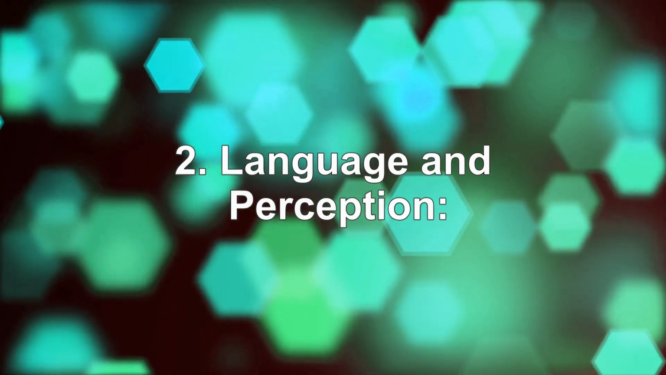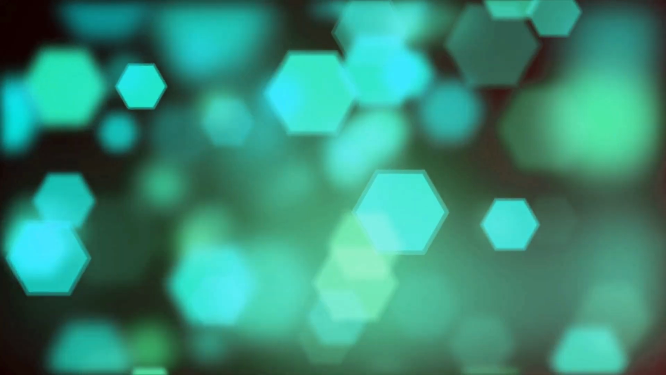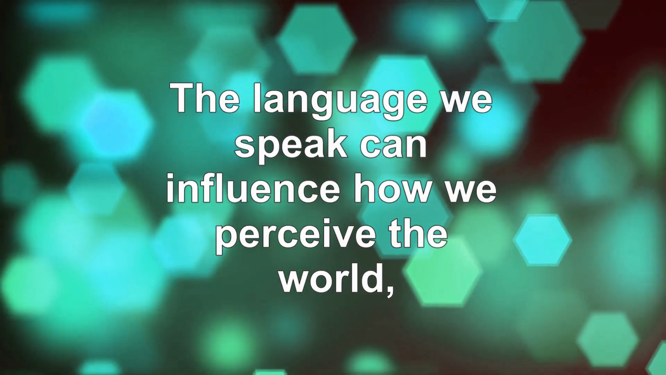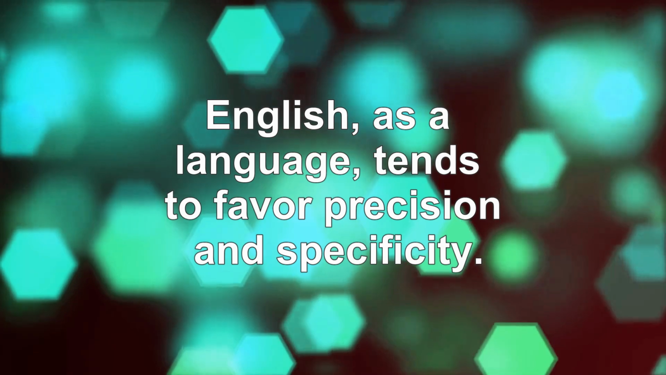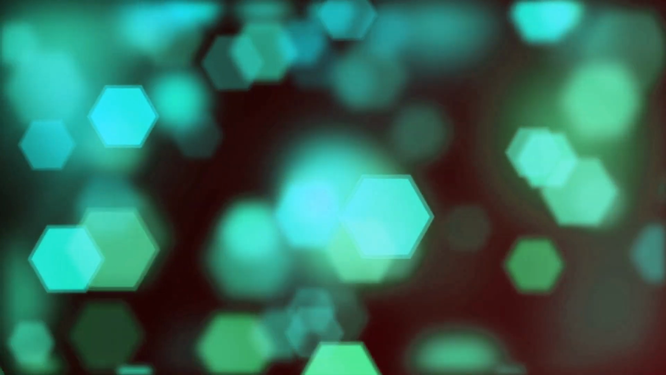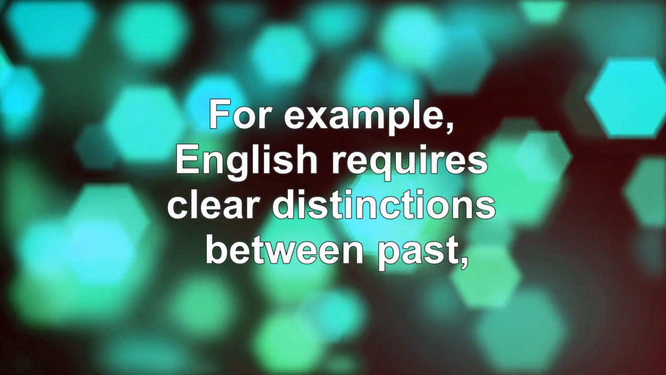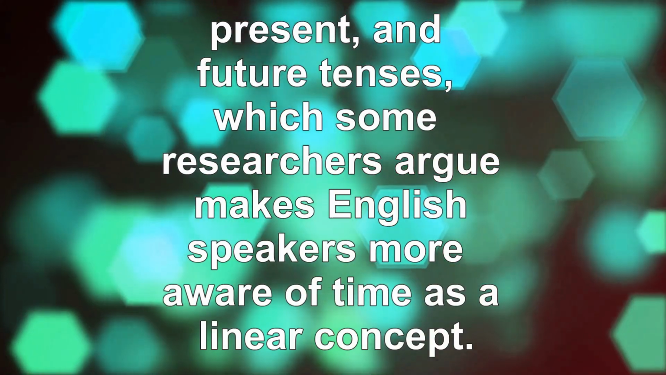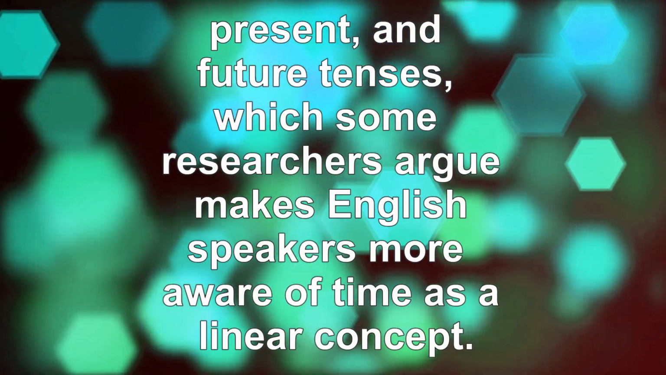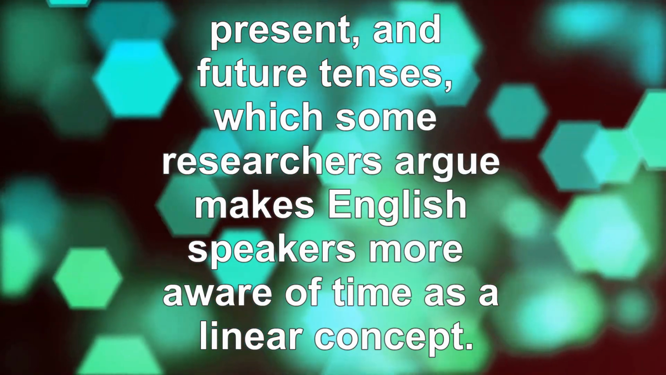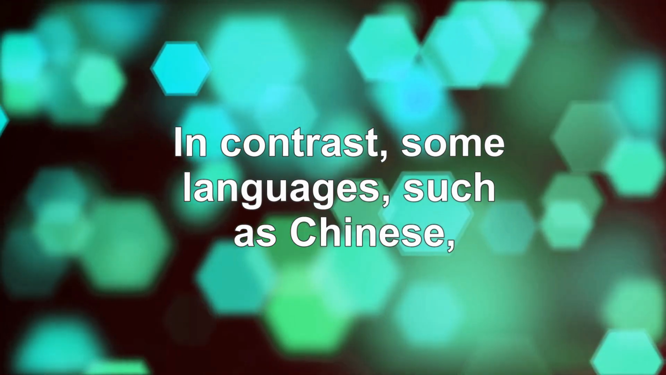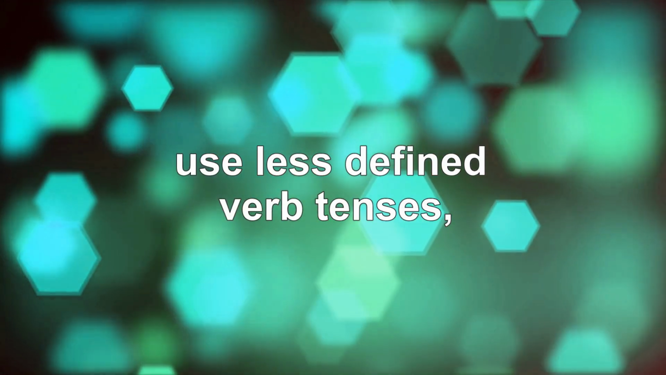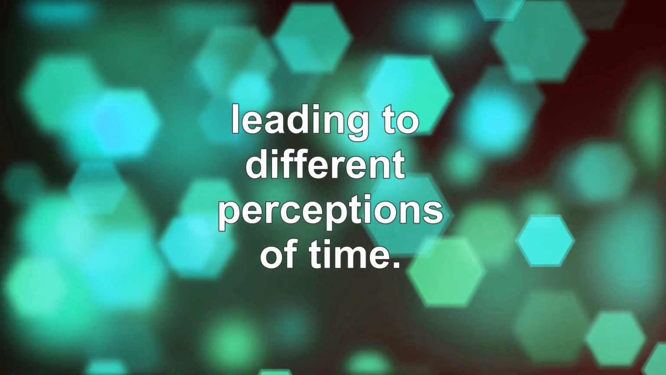2. Language and perception. How English shapes worldview. The language we speak can influence how we perceive the world, a concept known as linguistic relativity. English, as a language, tends to favor precision and specificity. For example, English requires clear distinctions between past, present, and future tenses, which some researchers argue makes English speakers more aware of time as a linear concept. In contrast, some languages, such as Chinese, use less defined verb tenses, leading to different perceptions of time.